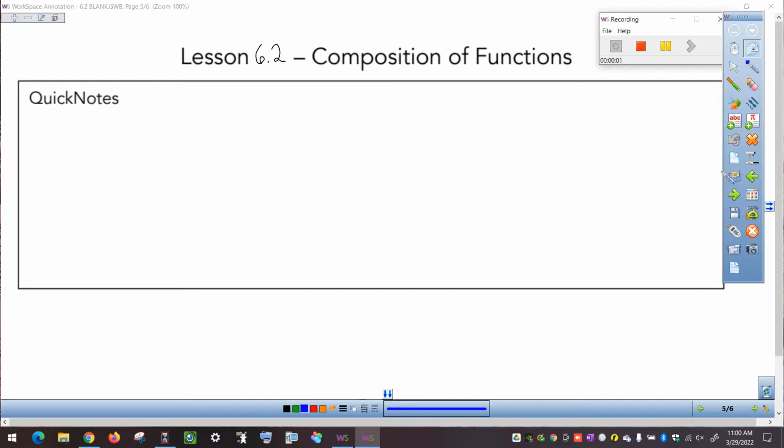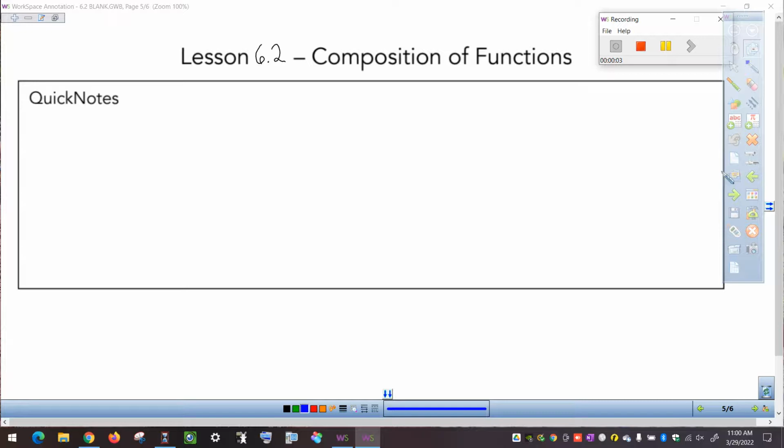Let's cross out, I think it says 4.5 there. Cross out 4.5, we're going to change it to 6.2, just so that you have the correct lesson number in the sequence. And we have two learning targets for today. So let's take a look at the first one.